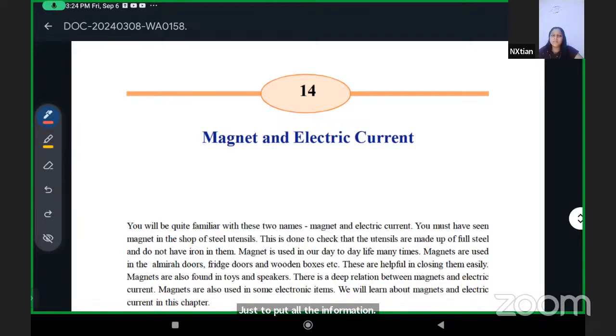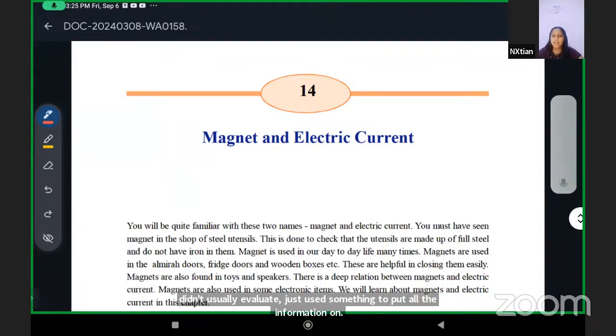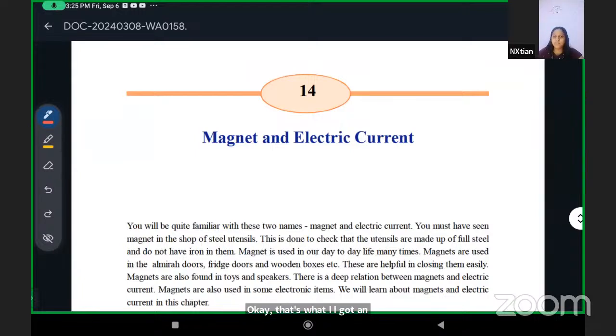Can you repeat, please? Ma'am, I didn't use a ready-made PPT, ma'am. I just used something to put all the information in. Okay, that's all right. I got it, Abraham. You can use templates, okay? Any questions regarding the teach back session?